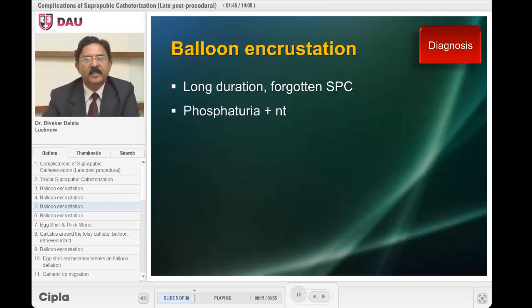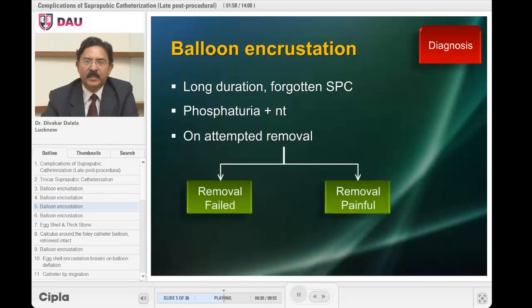In those patients where there is more phosphaturia, the incrustation incidence is greater, and the diagnosis can be made when you want to remove the suprapubic catheter: either the removal fails, your balloon is not deflating properly, or even if the balloon has deflated properly, the incrustation has led to a formation of a stone kind of thing and you cannot pull it out. So either your removal fails or your removal becomes painful because the encrusted balloon becomes rough, and as you pull that rough balloon, it hurts the patient.